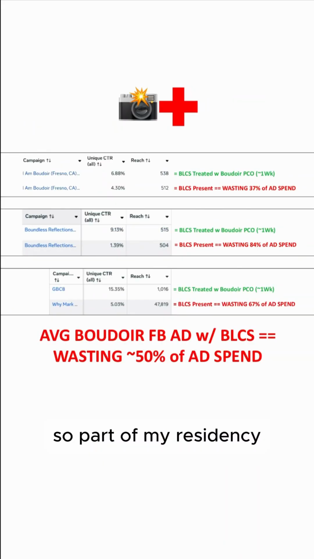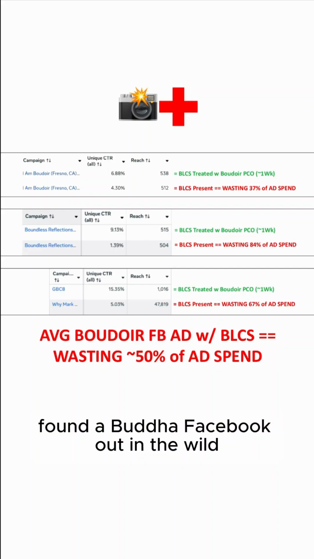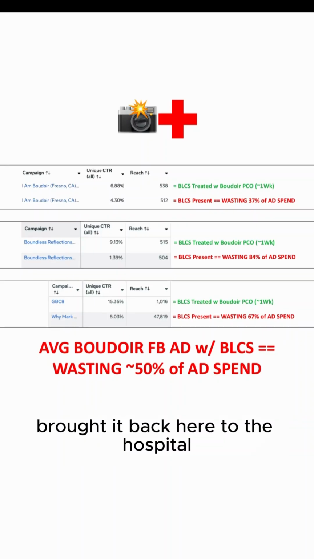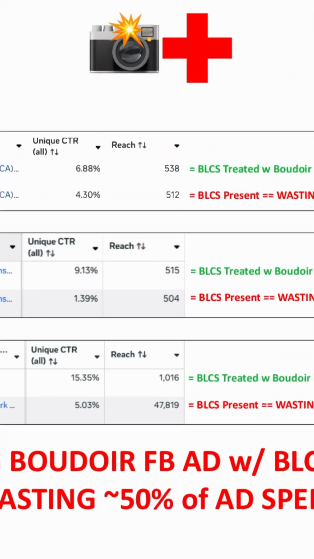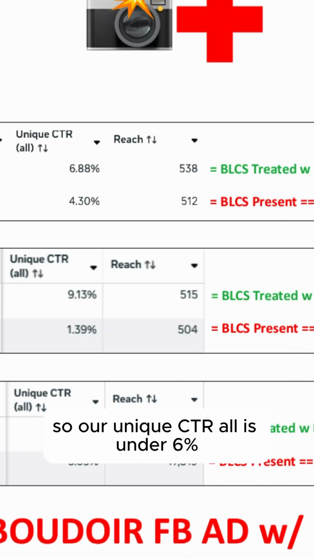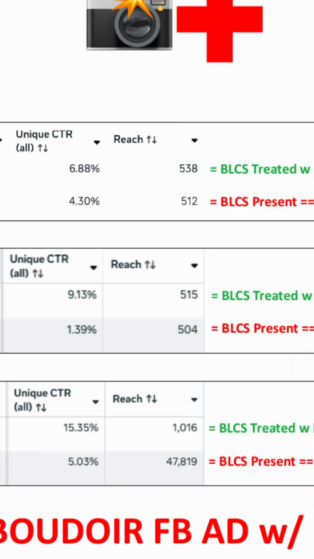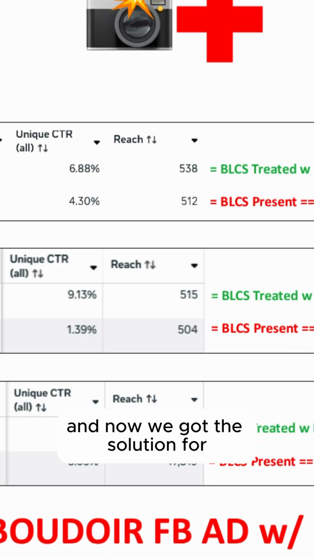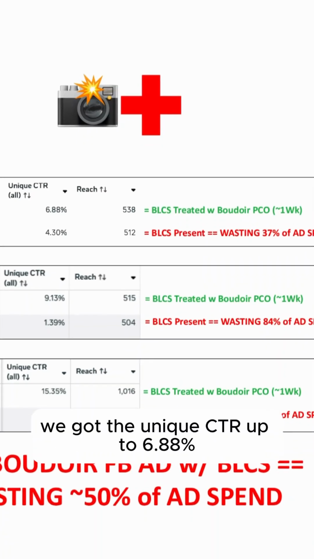So the first part of my residency was going out and getting a Boudoir Facebook ad out in the wild, bringing it back here to the hospital, and testing it. We found that the unique CTR on that one was 4.3%. That's under 6%, so we know that BLCS, Boudoir low click syndrome, is present, and now we've got the solution for it. So we treated it with Boudoir Pico. What happened after that? It took about a week. We got the unique CTR up to 6.88%.